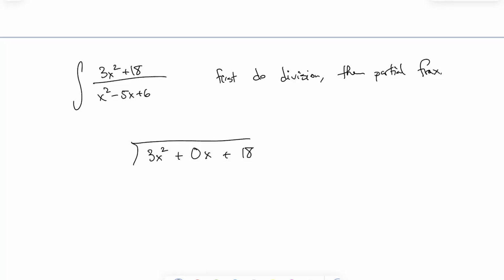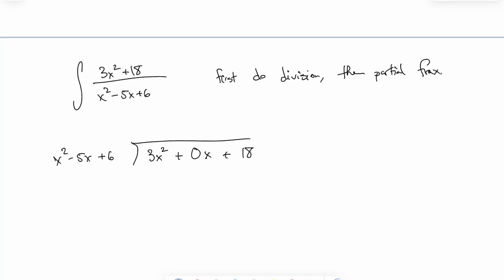keep space for 0x in the middle, right? That's because when we do the long division, we must actually consider that middle digit. It's like a digit in the long division as a 0. All right, so hold space for the 0. And then outside, x squared minus 5x plus 6. All right?